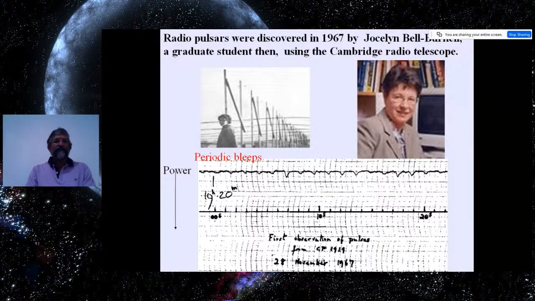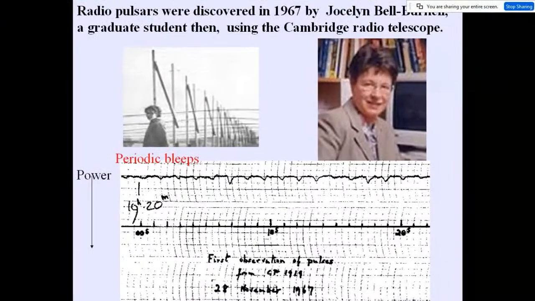And she had this transit instrument looking up, and one day she saw these blips of radio signal repeating at regular intervals, the intensity going down this way. And so you will see this periodic appearance of narrow blips, which are separated by an interval which appears to remain constant.